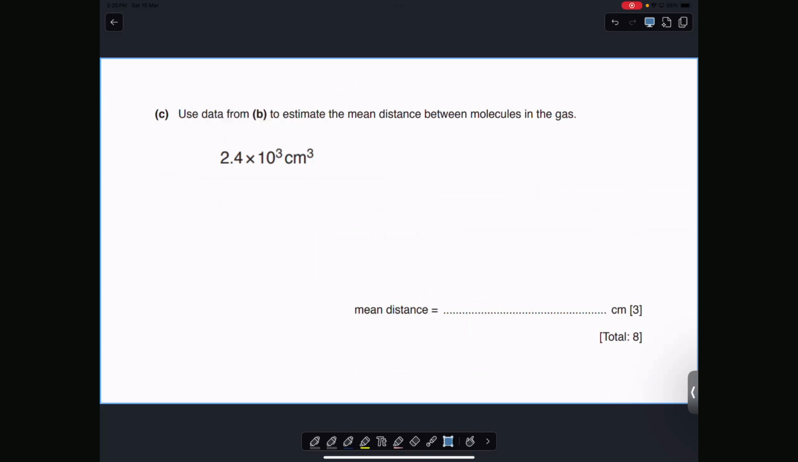Okay, it's actually very good. One approach we can take is that you find the number of particles and you know the total volume, right? So if I divide the total volume by the number of particles, what was it? 2.3 into 10 to the power 23, right? Then I will get the volume occupied by one molecule, right?